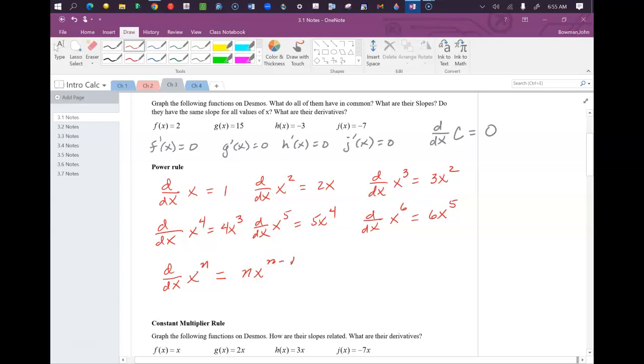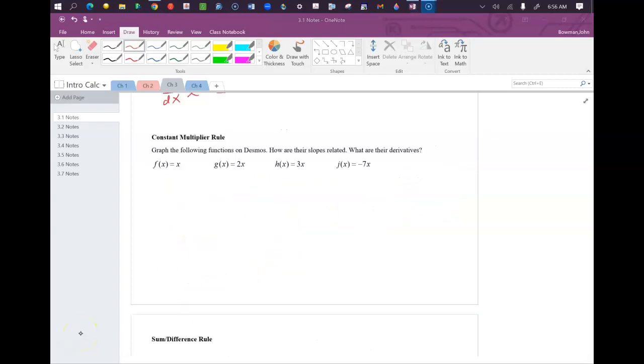For this next rule, we're going to take a look at what we call the constant multiplier rule, and you can graph these functions on Desmos and see how their slopes are related. f of x has a slope of 1, so f prime of x is equal to 1. G of x has a slope of 2, so g prime of x is equal to 2. And h of x has a slope of 3, so h prime of x is equal to 3. And then finally, j of x has a slope of negative 7, so j prime of x is equal to negative 7.